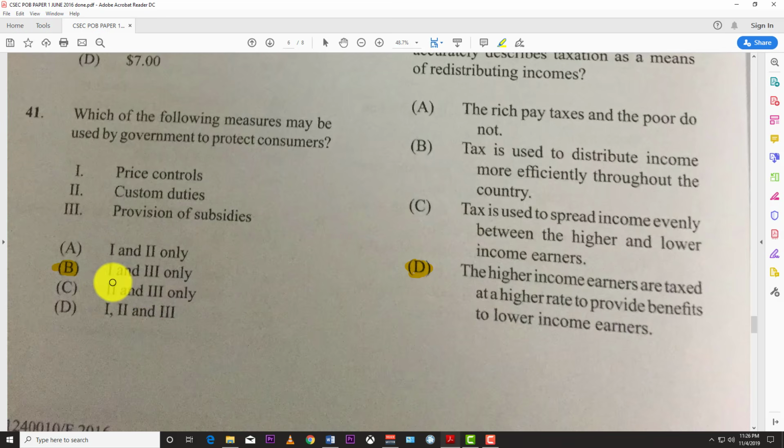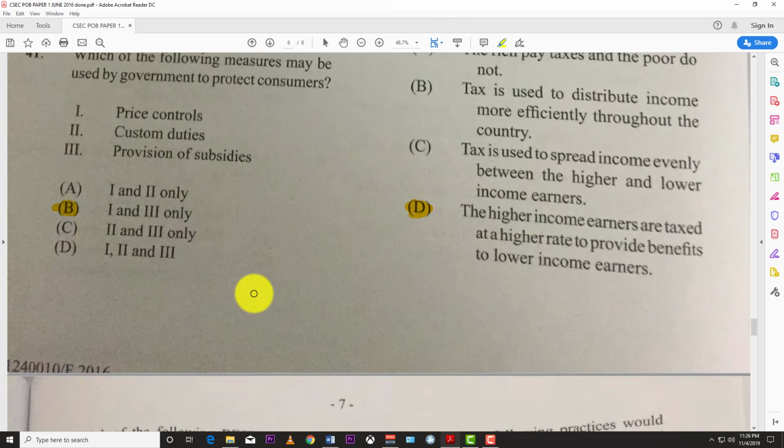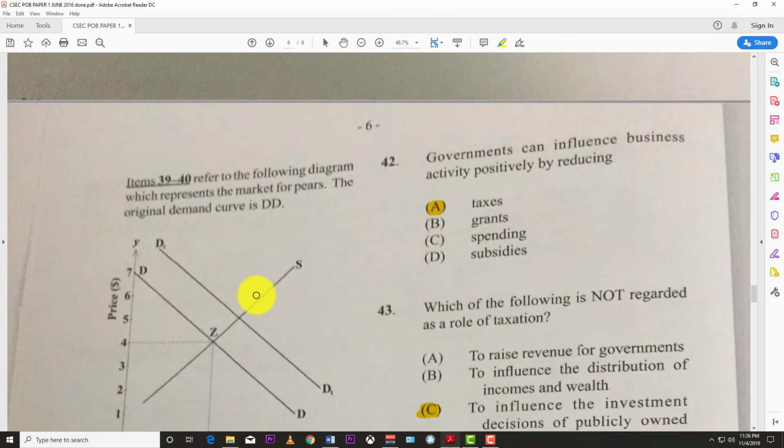So the best answer here is 1 and 2, which is B, price controls and provision of subsidies. 42. Governments can influence business activity positively by reducing, of course, taxes. The best answer is taxes. You can't reduce grants, you can't reduce spending, you can't reduce subsidies. The best answer is reduce taxes for a positive outcome.